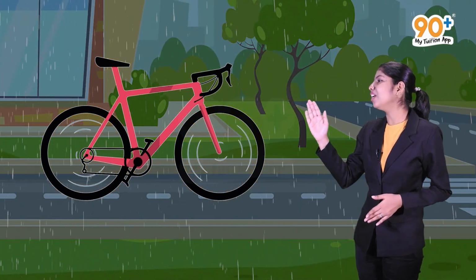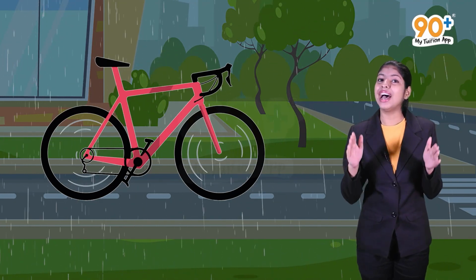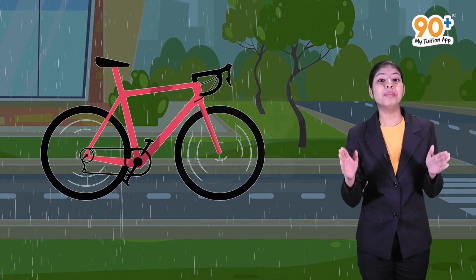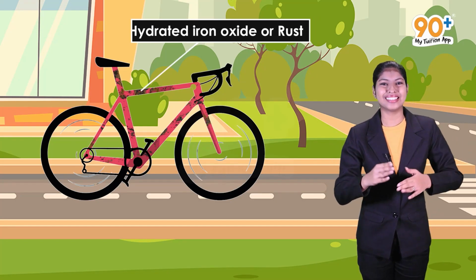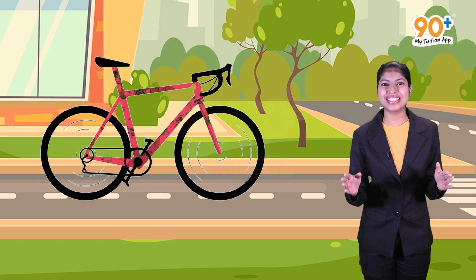I'll tell you. It is because when we keep this cycle exposed to a humid atmosphere for a longer period of time, the iron on the cycle reacts with atmospheric oxygen to form hydrated iron oxide, or rust. As a result, the nature and identity of the initial substance, that is iron, will change.